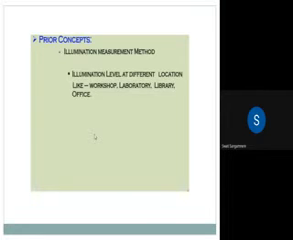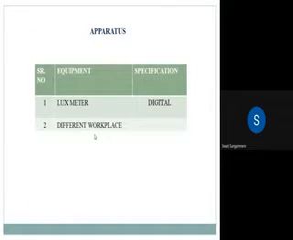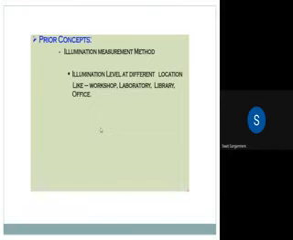So in this practical, we are going to see how the measurement of illumination is done with the help of a lux meter at different workplaces, like workshop, laboratory, library and office, or different types of lab. Depending upon the application, as we know, a different level of illumination is required. So with the help of a lux meter, we can measure the illumination level at different places.